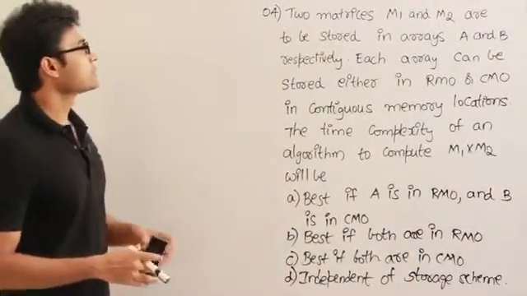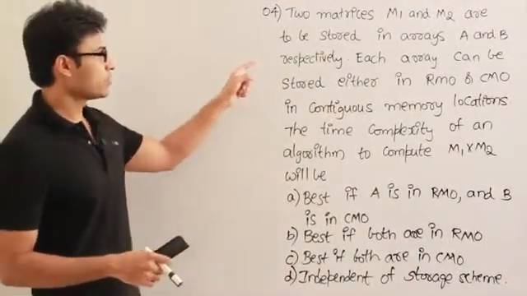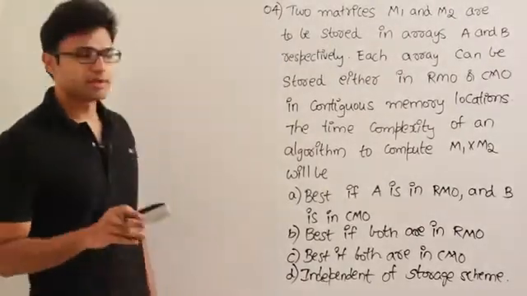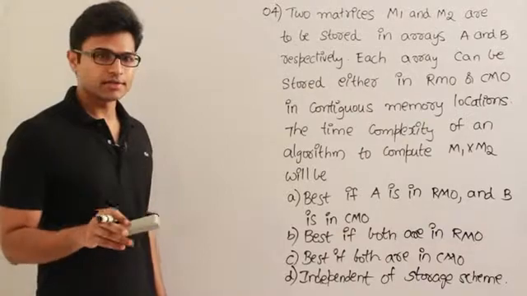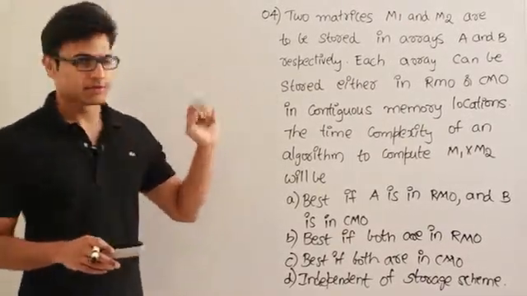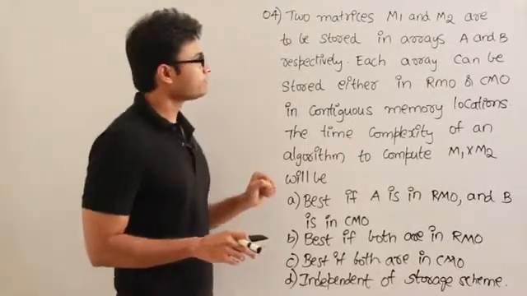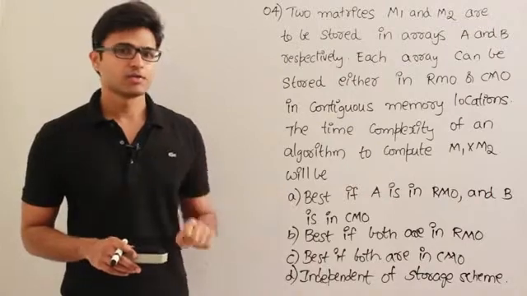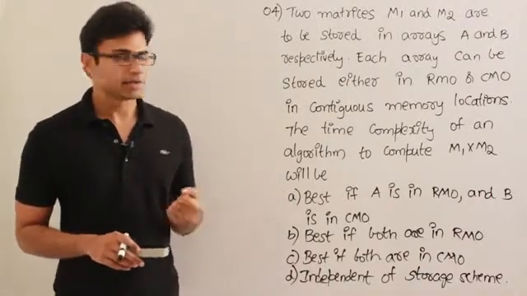Now let's see this. They are saying that two matrices M1 and M2 are to be stored in arrays A and B respectively. So that means there are two matrices M1 and M2, and they are in the arrays. And when a matrix is represented in an array, then definitely that is a two-dimensional array, isn't it? That is how we represent it.